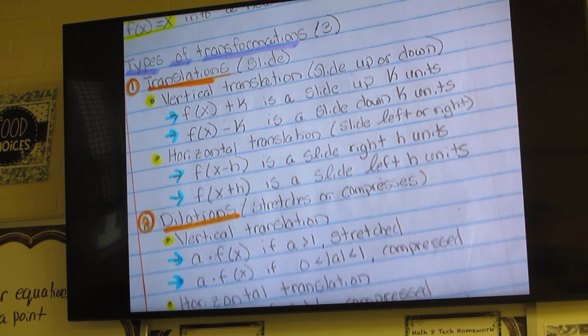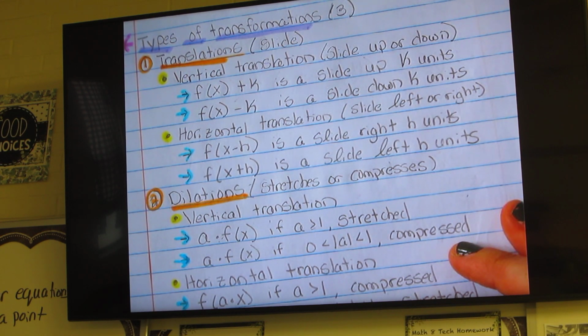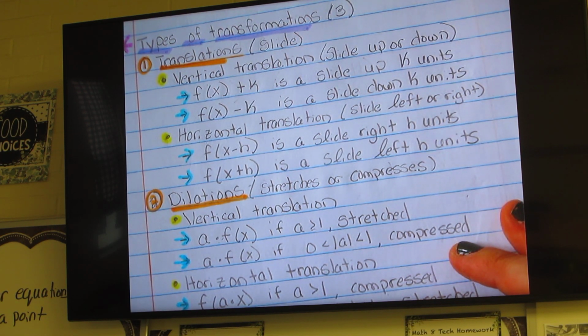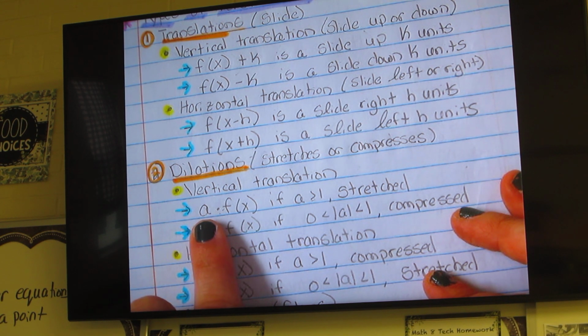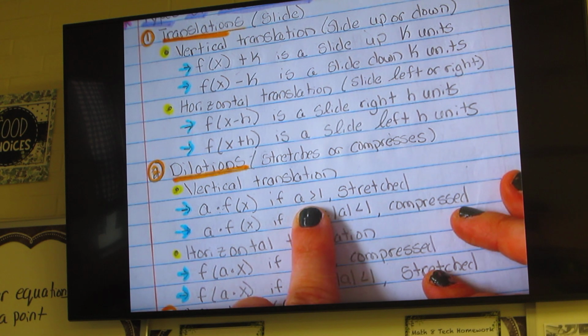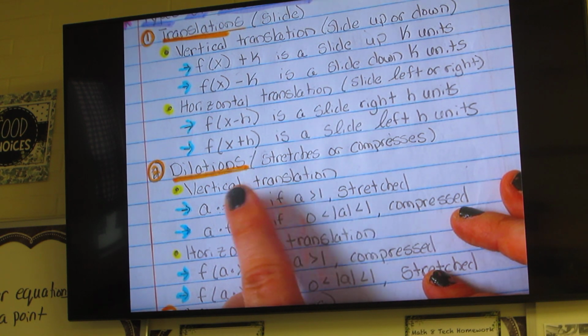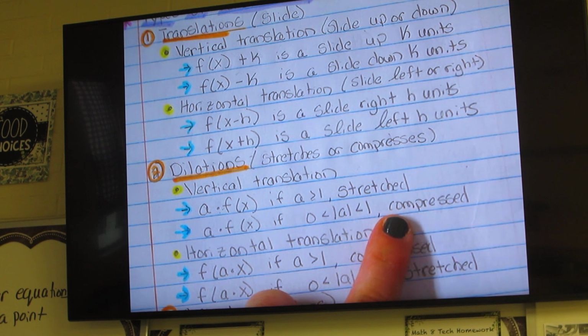The next option of something that we can do is to dilate it, which stretches it or compresses it. And basically that's when you have a coefficient on x. If you do not have a parentheses involved, and you just have a 3x, a coefficient and x, if that number is greater than 1, you have a vertical stretch. If it's between 0 and 1, so like 1/2, 3/4, 0.8, then it's a vertical compression.